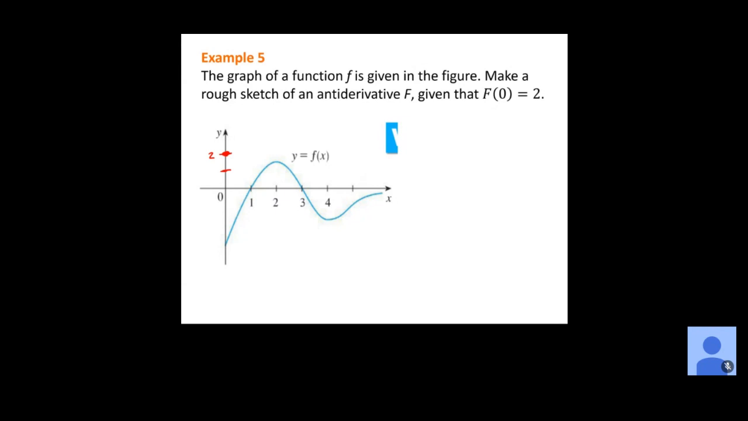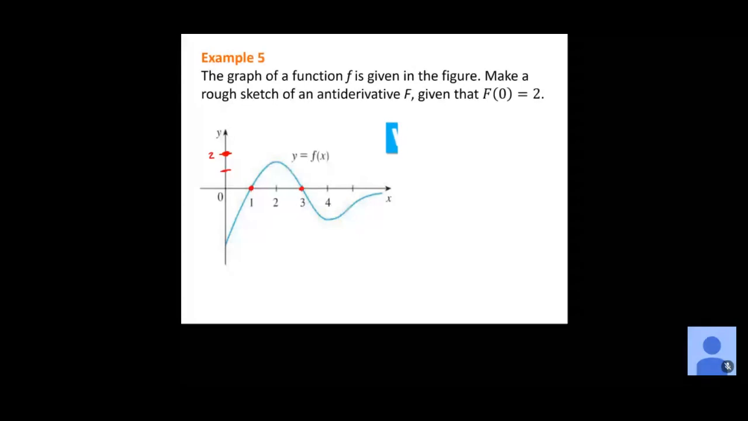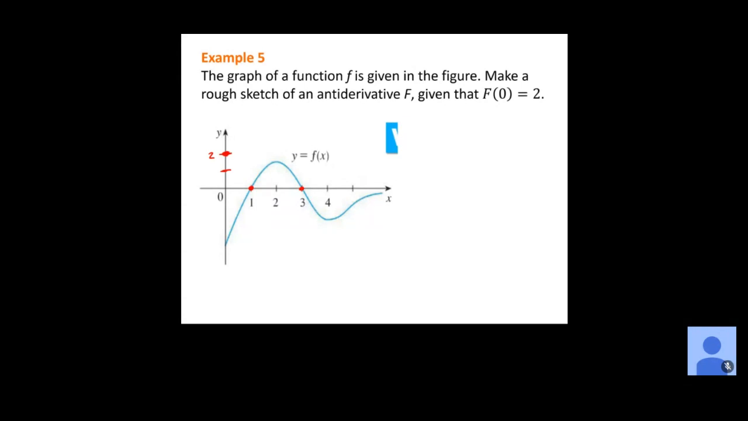So if the blue graph here represents our derivative, and we're trying to find the original function, what would the x-intercepts represent? So what's the value of the derivative at those x-intercepts? 0, right? Okay, so the value of the derivative at those points is 0.